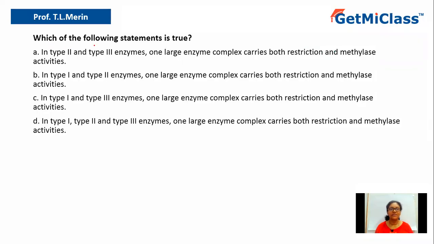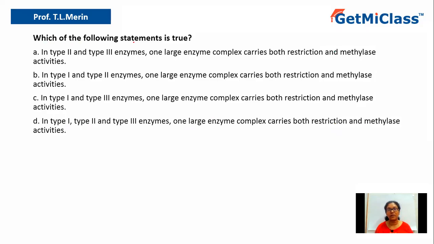Let's solve this question which says, which of the following statements is true? Option A, in type 2 and type 3 enzymes, one large enzyme complex carries both restriction and methylase activity. Option B says in type 1 and type 2 enzymes, one large enzyme complex carries both restriction and methylase activities. Option C says in type 1 and type 3 enzymes, one large enzyme complex carries both restriction and methylase activities. And option D says in type 1, type 2 and type 3 enzymes, one large enzyme complex carries both restriction and methylase activities.